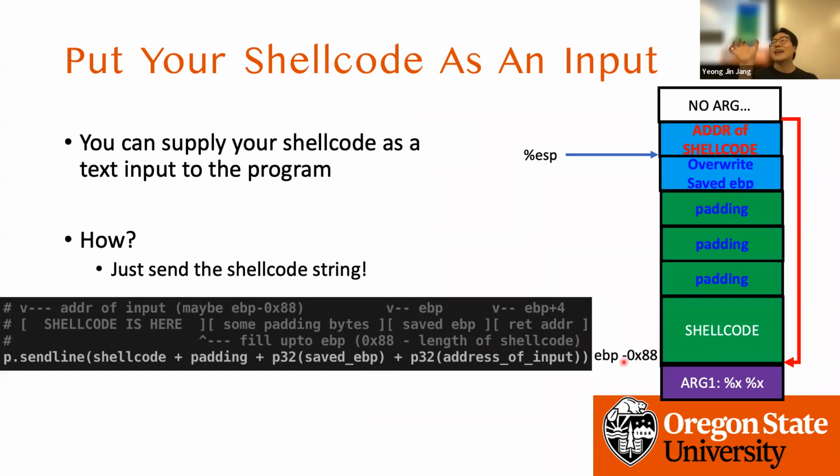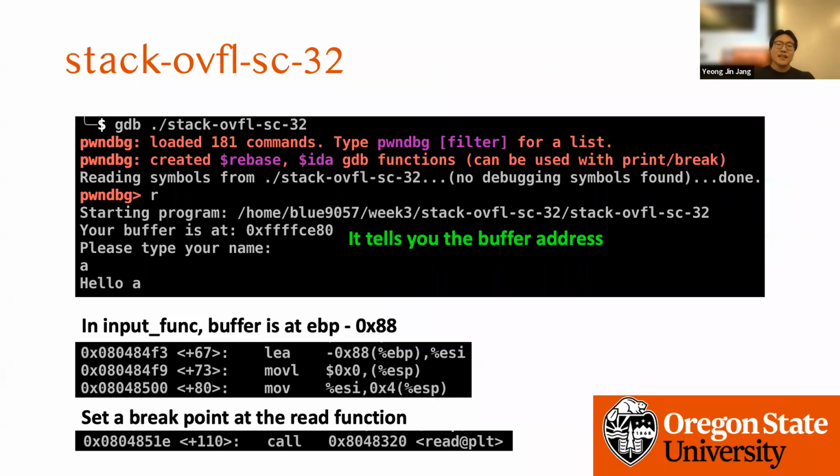Then you can get the exact stack address and put that address. That's one way of putting the shellcode. The first challenge is called Stack Overflow, SC is for shellcode, and then 32. This challenge kindly lets you know where your buffer is. So what you need to do is insert the shellcode, and then at the end, at the return address part, put this address.